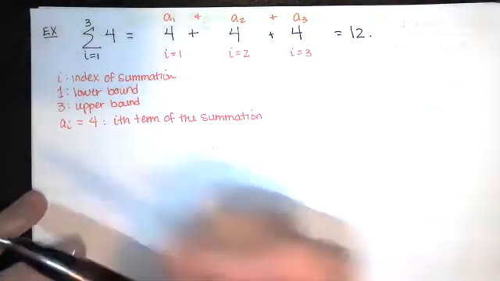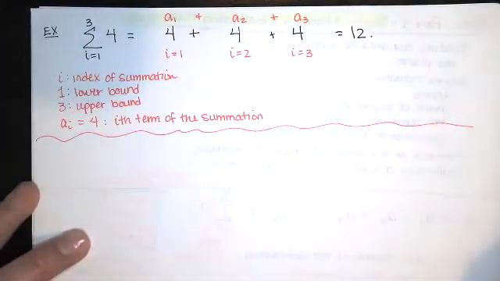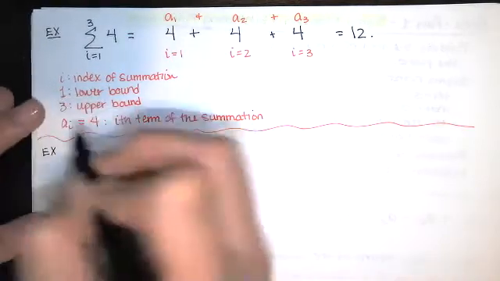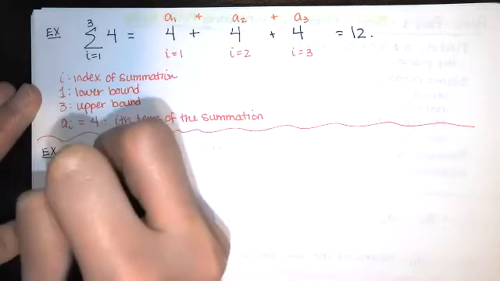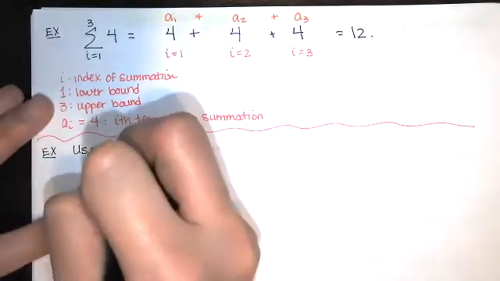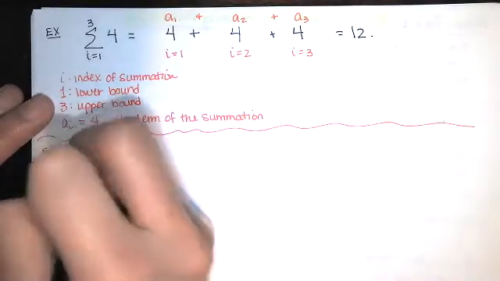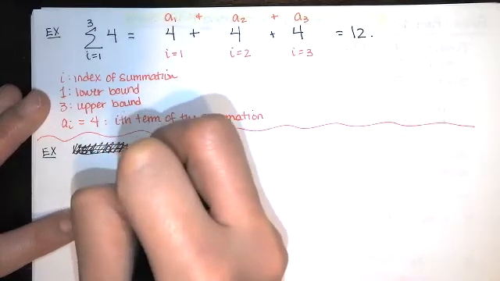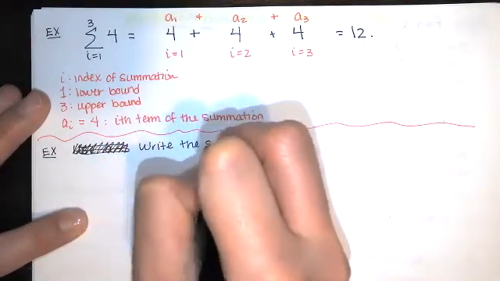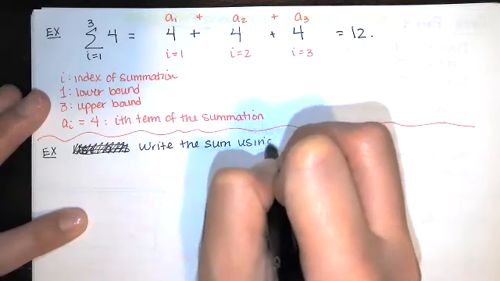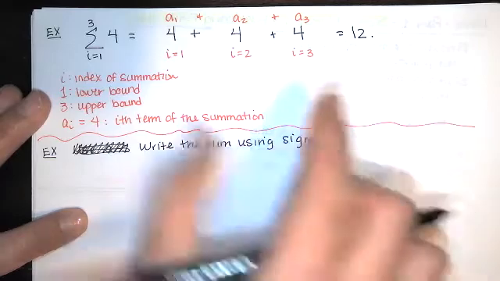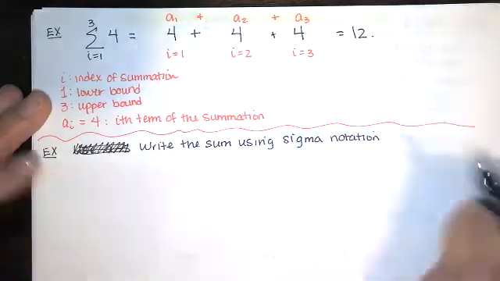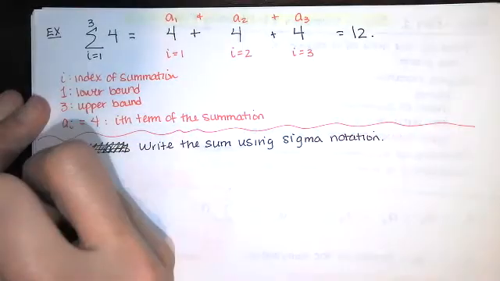Okay. Now sometimes we can go the other way with sigma notation. Someone might ask you to use sigma notation to write a sum. Let's use this language. Write the sum using sigma notation. So they might give you the expanded form and ask you for the sum. So here's our first example like that.